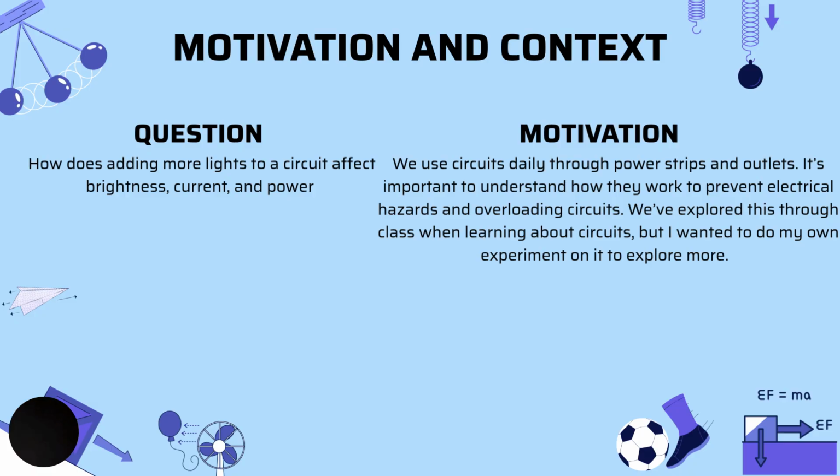For my motivation and context, my motivation is that we use circuits daily through power strips and outlets, and it's important to understand how they work to prevent electrical hazards and overloading circuits. We've explored this in class when learning about circuits, but I wanted to do my own experiment to explore more. So the question that I'm aiming to answer is, how does adding more lights to a circuit affect its brightness, current, and power?